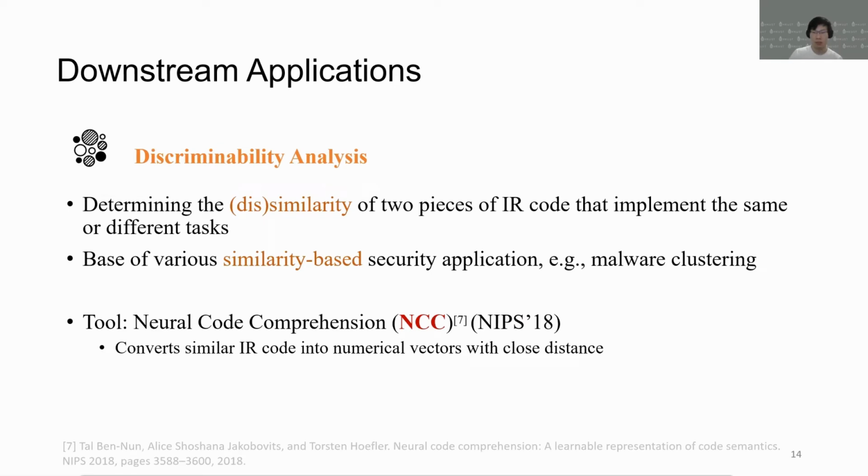Discriminability analysis determines the similarity of 2 pieces of IR code that implement the same or different tasks. It is the base of various similarity-based security applications, for instance, malware clustering and code plagiarism detection. We reuse the code embedding tool NCC, published in NIPS 2018, which converts similar IR code into numerical vectors with close distance.